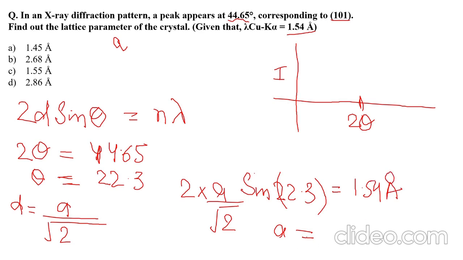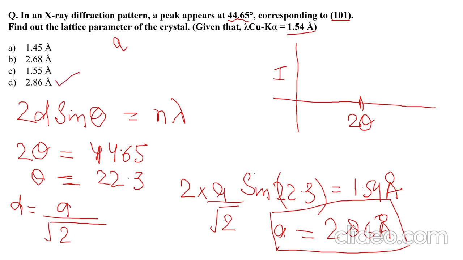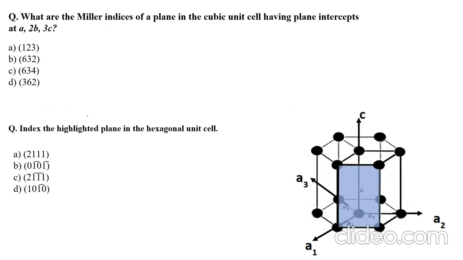Okay, can anybody tell me what is the value of A? 2.86 times... Okay, so we have 2.86 angstroms. So this is your answer. Is it clear? I think we can go to the next question.